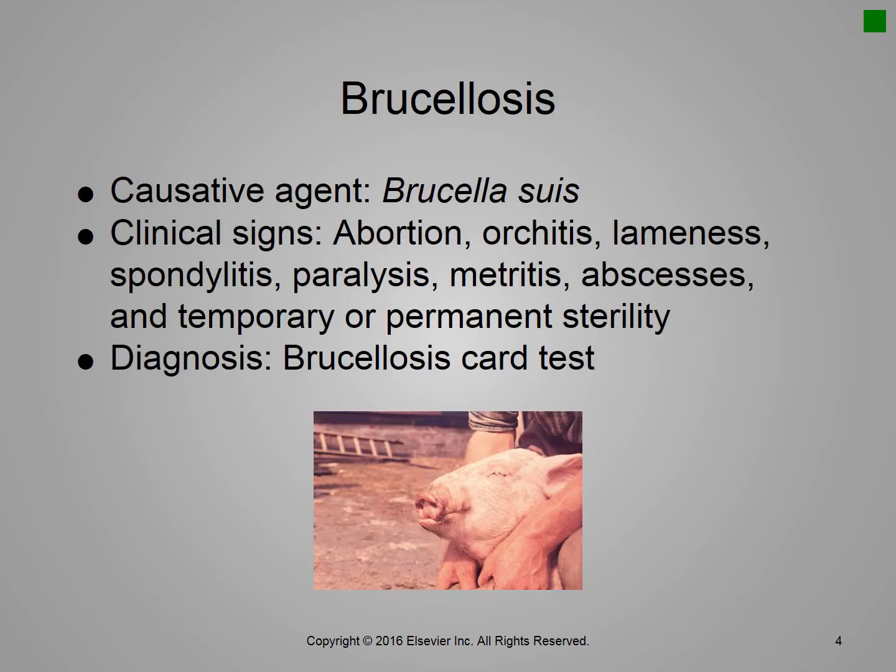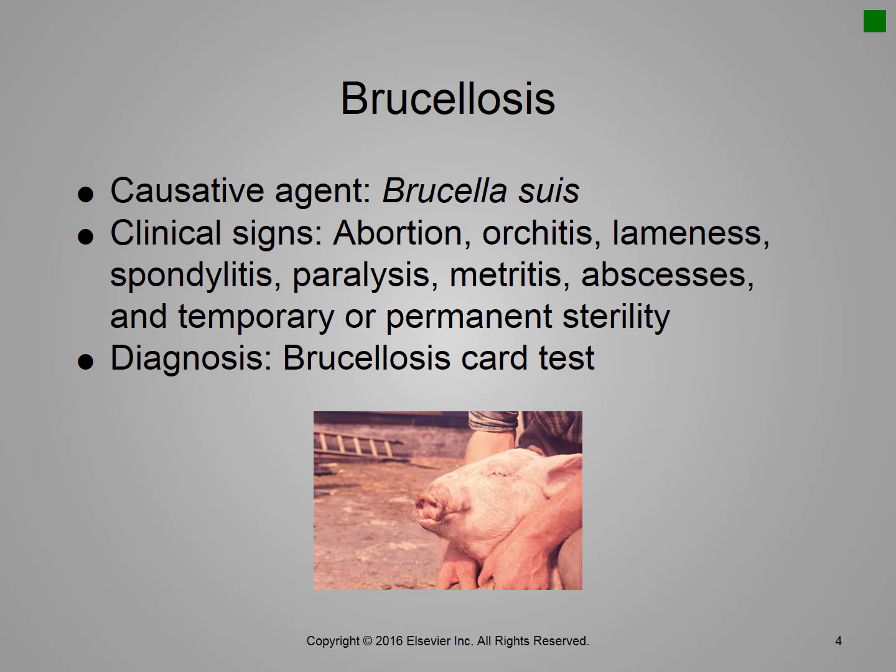Of course, everybody, it seems like on the farm, ends up with brucellosis. In this case, it's Brucella suis. And like most brucellosis, you're going to end up with abortion, orchitis, lameness, spondylitis, paralysis, metritis, abscesses, and temporary or permanent sterility. And this Brucella is just really an awful thing in these guys.